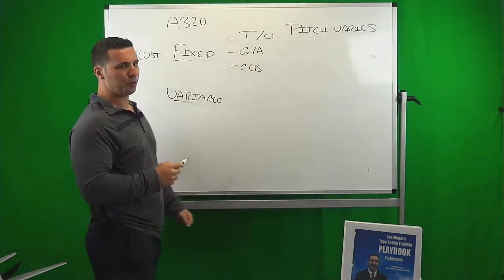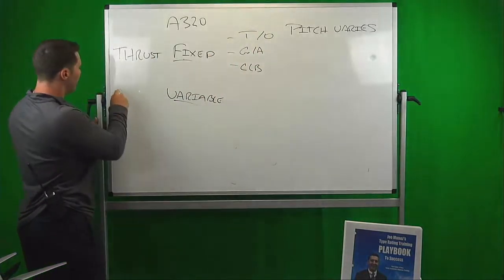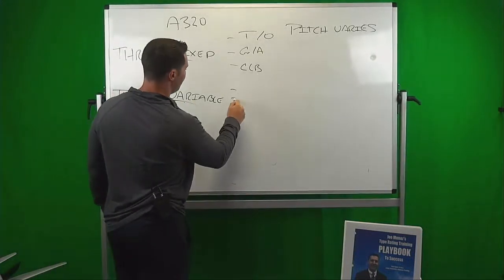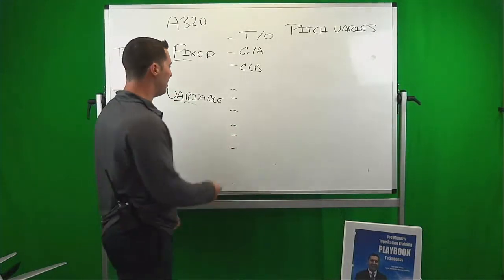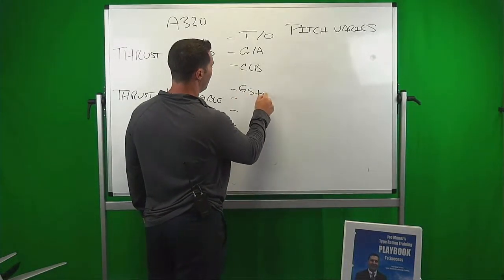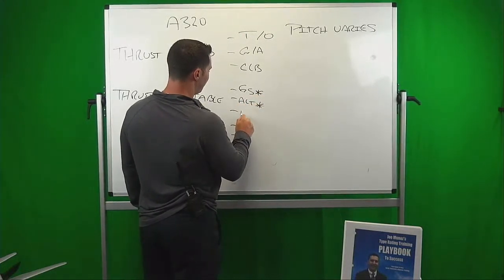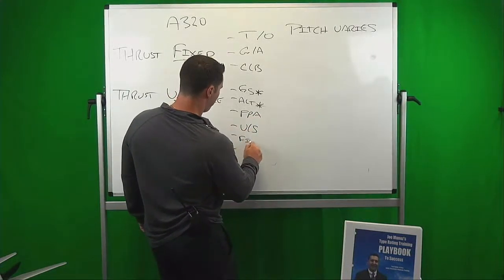Now, with variable thrust, it's the exact opposite. Thrust varies to maintain speed here. So, thrust will vary to maintain speed. There are 6 different variable thrust modes on the 320. I'm going to share them with you now. The first of which is glide slope star. The second one is out star. The third one is FPA. Fourth one is vertical speed. Fifth one is final lap.